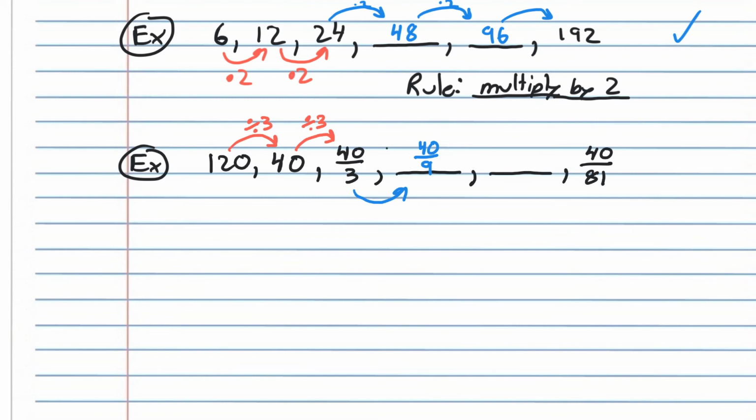And if we keep the pattern going, we divide by 3 again. We're essentially putting another 3 in that denominator, so multiply that 9 by 3. That gives you 40 over 27. One last one to check. We're dividing by 3 again, so we're putting another 3 in that denominator. 27 times 3 gives you 81. We're good. So our rule would be divide by 3.